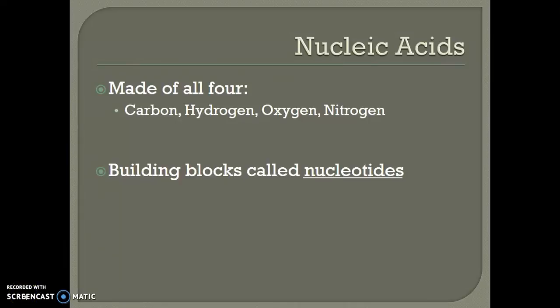Today we are going to start with our third biomolecule, known as the nucleic acid. The nucleic acids are made out of all four of our big elements that we talked about, CHON: carbon, hydrogen, oxygen, and nitrogen. So already we can see how this one is different from the two that we have already studied, because it's going to include that nitrogen. The building blocks of nucleic acids are called nucleotides. So to make a nucleic acid, you have to hook together a bunch of nucleotides.